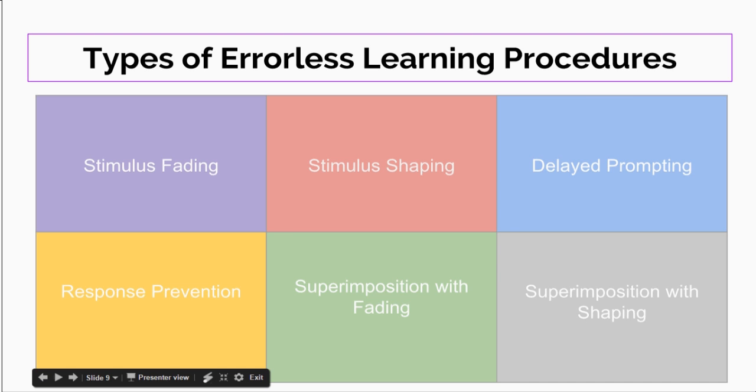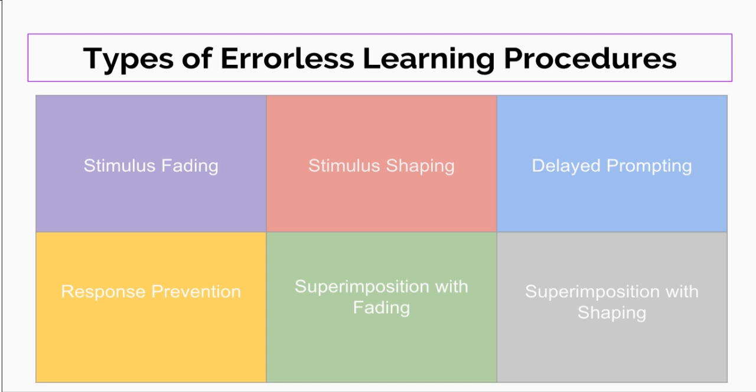So now let's talk about the different types of errorless learning procedures. First, we have stimulus fading, which is the original technique for errorless learning. Stimulus fading involves gradually increasing the dimension of the correct response to match that of the incorrect response. For example, decreasing the size of one picture and increasing another until they're the same size.